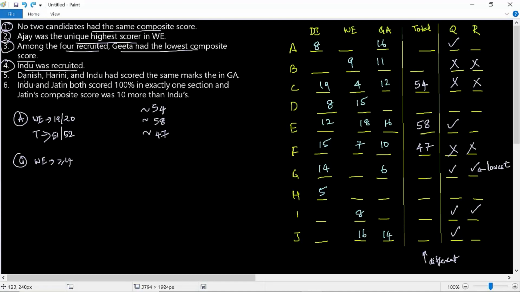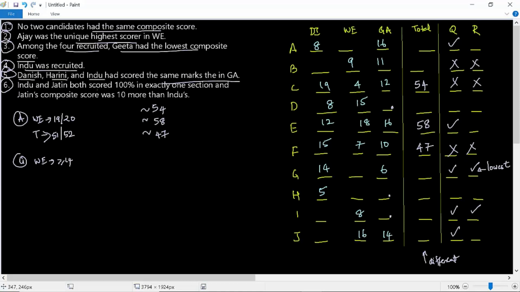And let's look at the fifth condition. Danish, Harini and Indu scored the same marks in GA. So this is GA. We have D, H and I, they score the same mark in GA. So I'm going to put a dot there to indicate that these 3 scores are one and the same. And let's look at the 6th case.